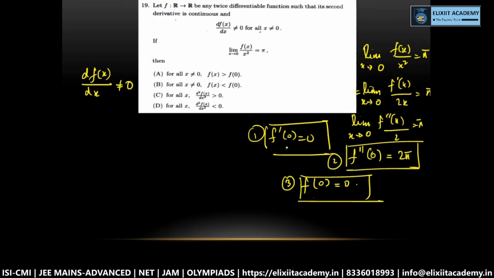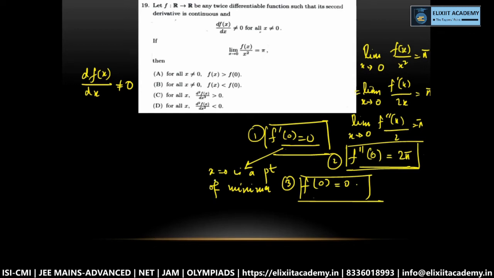So what is the meaning of this? f prime 0 is equal to 0. This means x equal to 0 is a point of minima, because f double prime of 0 is 2 pi, which is greater than 0. So obviously x equal to 0 is a point of minima. This we can conclude from here. It's a point of minima, isn't it?